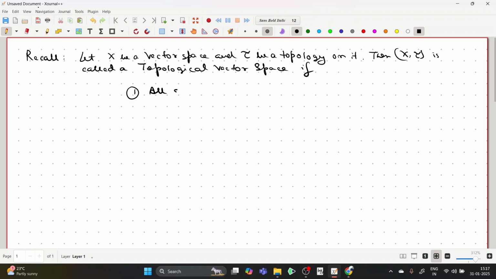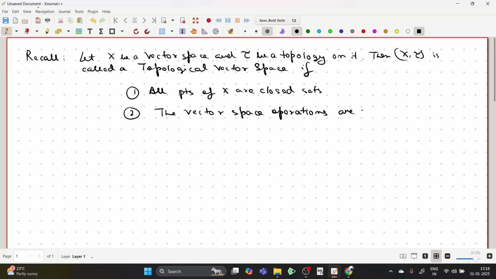So all points of X are closed, by points I mean single points, that is something which we require, or rather closed sets. And the vector space operations are continuous with respect to tau. Got it? These are the two conditions which we require, right?